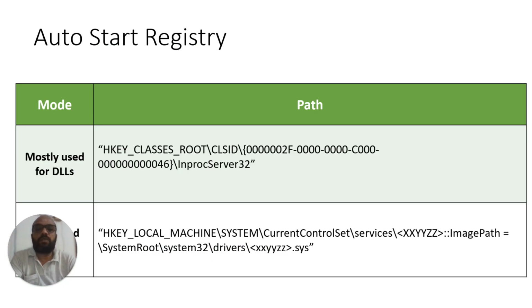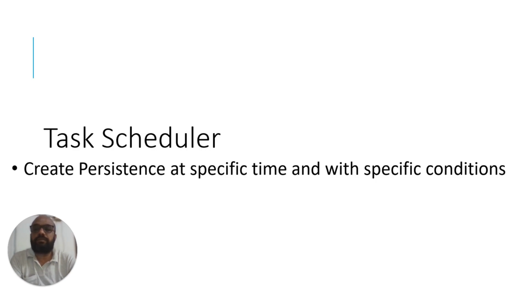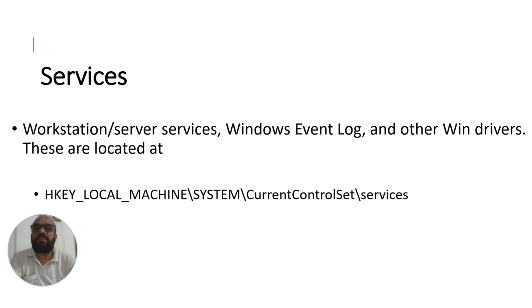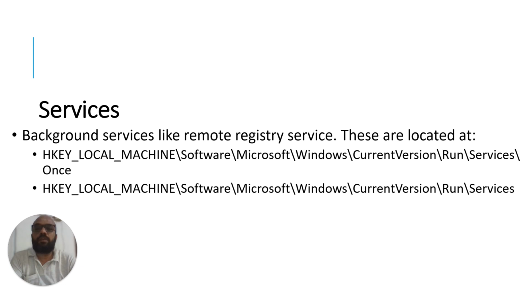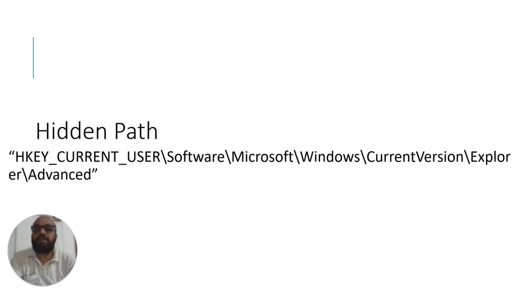Auto start registries are mostly under these classes. There are different classes in the registry, like local machine and root classes, and there the path of the image or any system driver can be provided under system32 drivers. Then the task scheduler creates persistence at a specific time with specific conditions. Services are mostly located under local machine, system, and then services, for run services once or run multiple times.